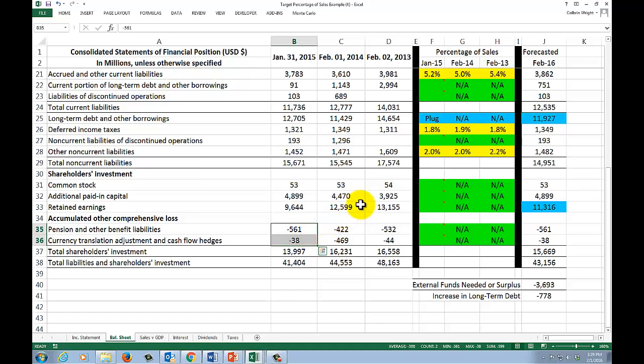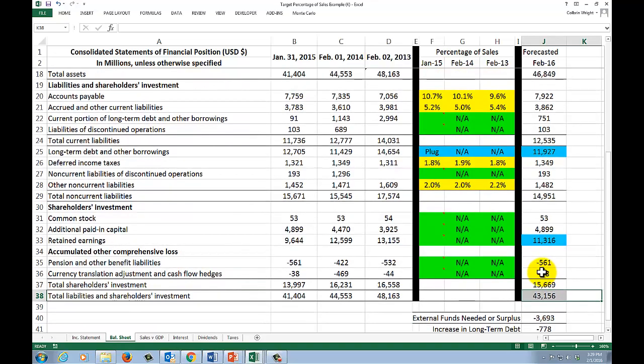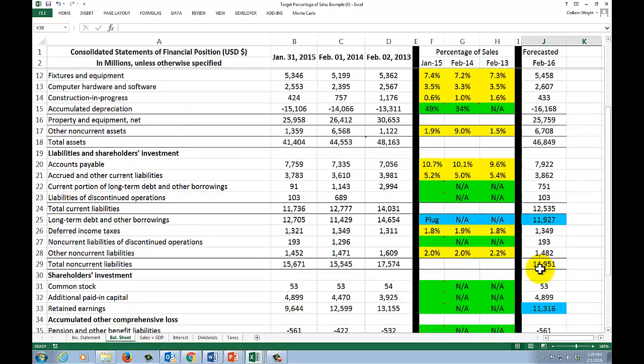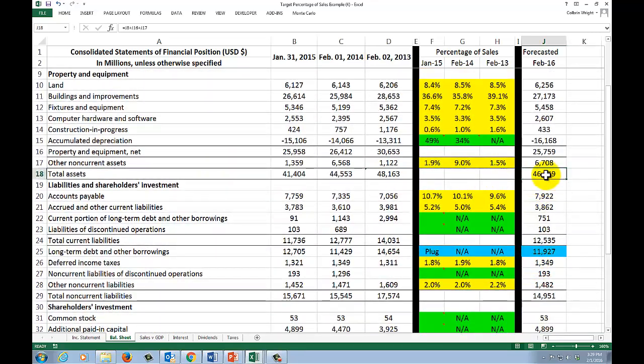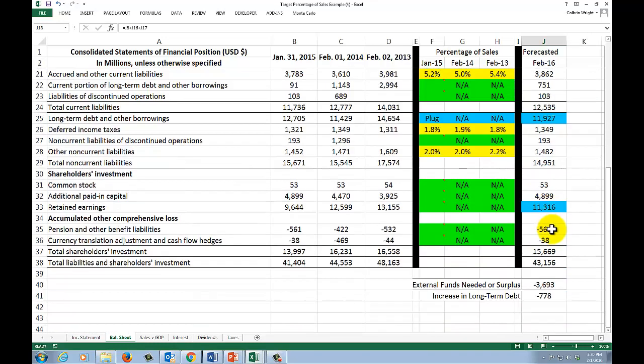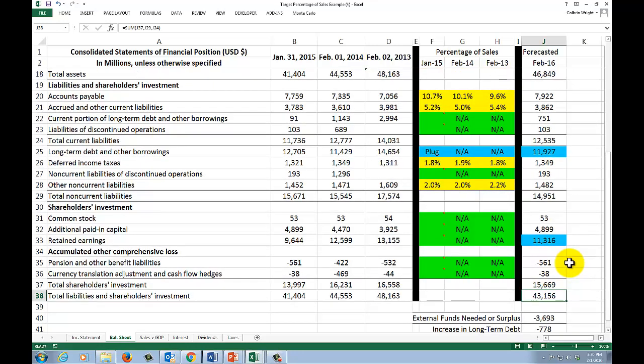Everything else is just numbers that we would add up, right? We would add up, for instance, all of these debt figures to get total non-current liabilities. We would add up all of these equity accounts to get total shareholder investment. And we would add up the total current liabilities, total non-current liabilities, and total shareholders investment to get our total liabilities and shareholders investment. Well, when I do that, you can see that our balance sheet does not balance. You can see, in fact, that we have $46.8 billion of assets. We only have $43 billion of liabilities and shareholders' equity.